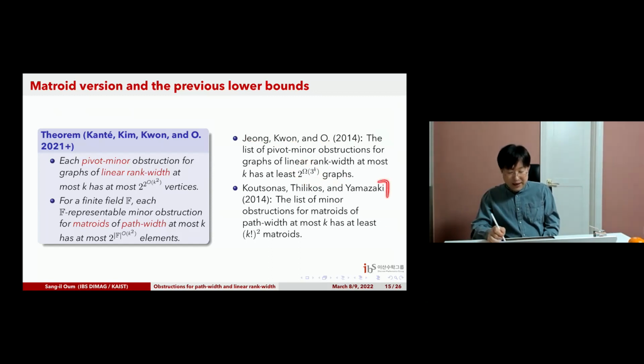And for Matroid path width, Dimitrios and others proved that the minor obstructions for Matroid path width at most K should contain at least K factorial squared distinct Matroids. So there are many obstructions, but this doesn't say there's a big obstruction. I mean, it could say if you take a log of something, but that will become a silly bound.